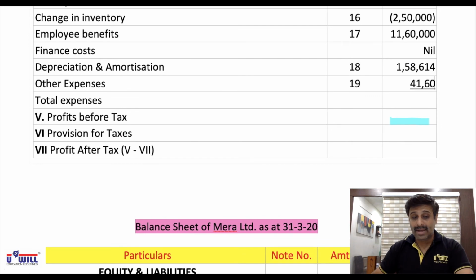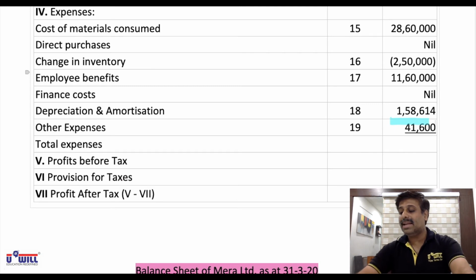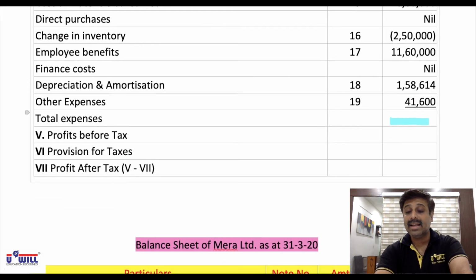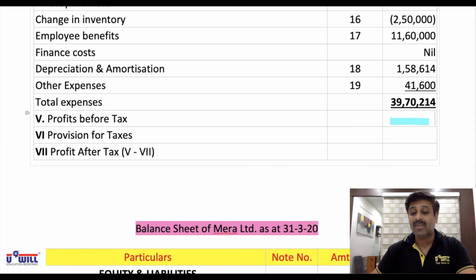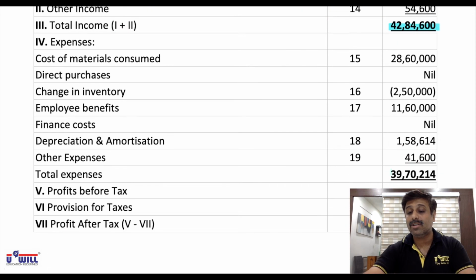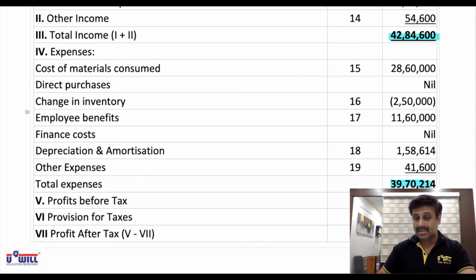Now total: 28,60,000 minus 2,50,000 plus 11,60,000 plus 1,58,614 plus 41,600, that is 39,70,214. Once again do it so that there is no mistake. 28,60,000 minus 2,50,000 plus 11,60,000 plus 158614 plus 41,600, that is 39,70,214. Now profit before tax will be incomes 42,84,600 minus expenses 39,70,214.